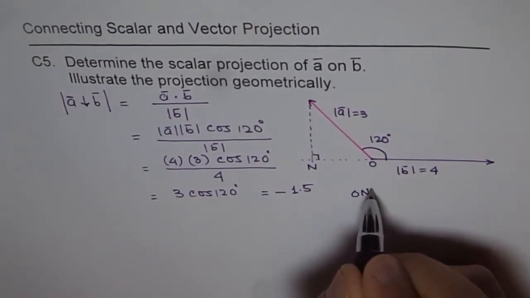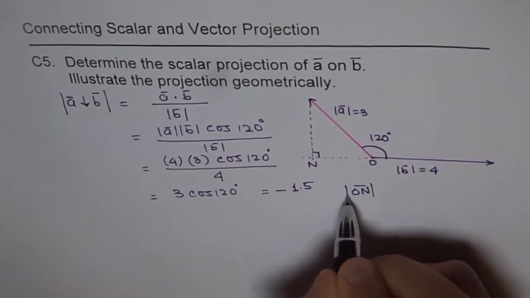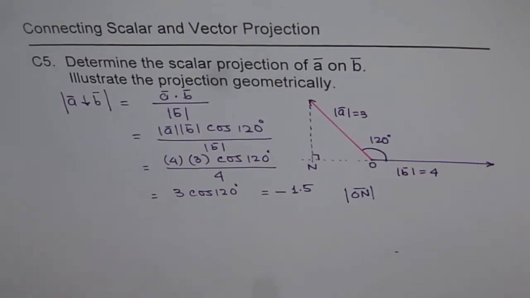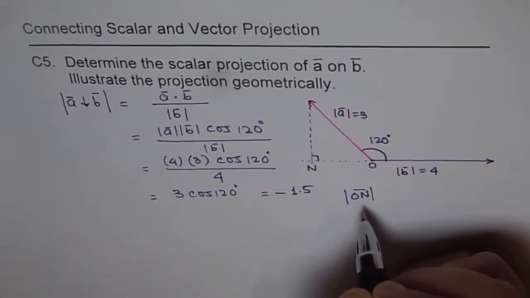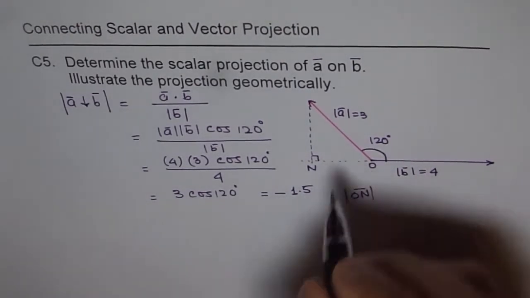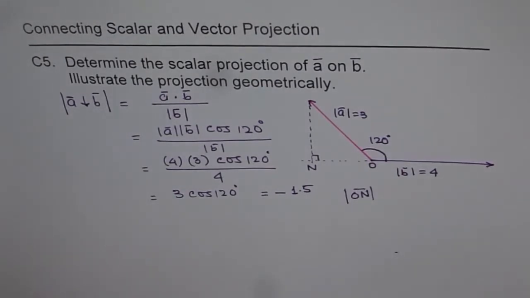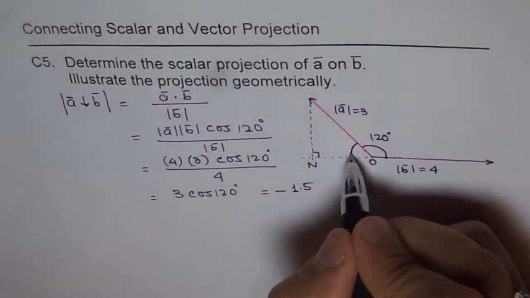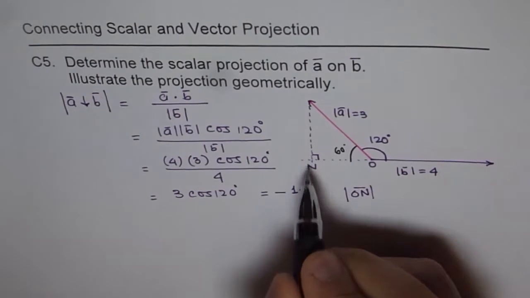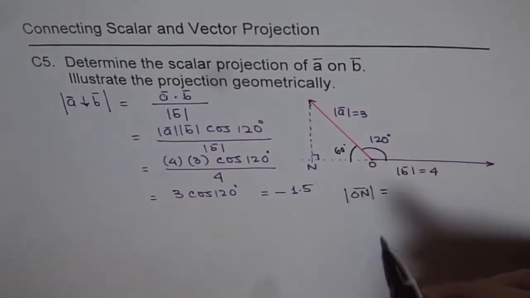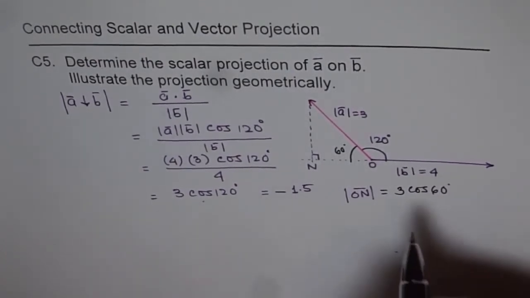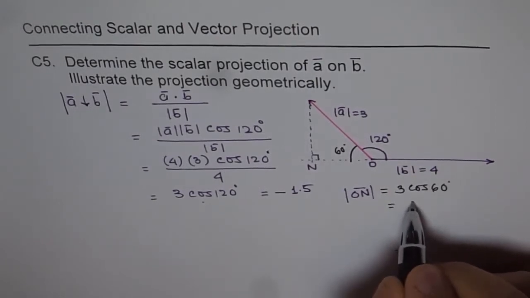So ON is, if you are calling like this, okay, that's fine. It is in the opposite direction, but we are talking about scalar projection, right? So ON is the scalar projection of this vector on B, right? If you see it geometrically, let me use another ink here and show you geometrically how to find it. This angle is 60 degrees, correct? Now, the hypotenuse is 3, so what is ON equal to? ON is 3 cos theta, right? Which is 3 times cos of 60 degrees. So we get the same answer, which is 1.5.